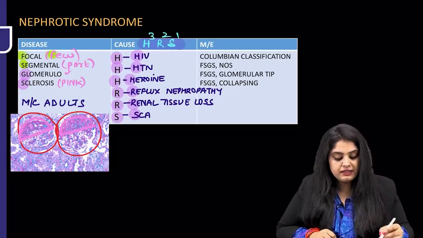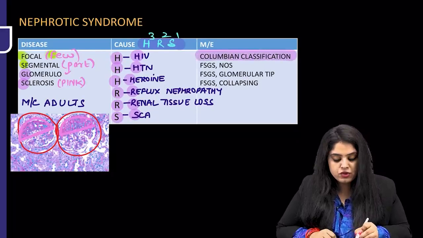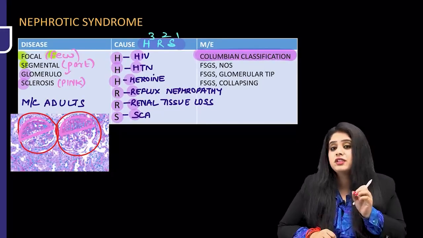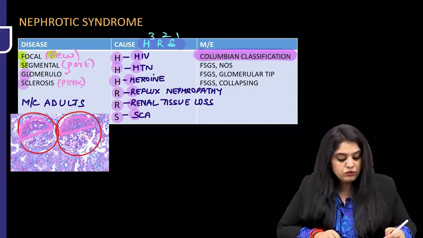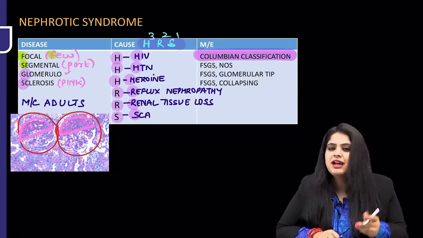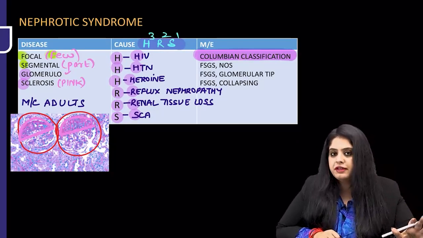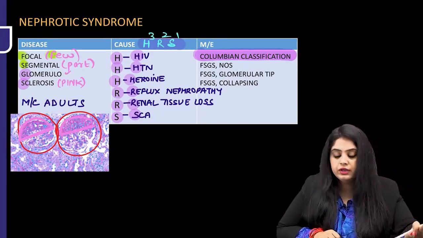Then finally they said that FSGS has a classification known as Columbian classification. They love these fancy names. Please note, Columbian classification means, actually there are 5 types. I don't want you to learn 5 types. There are 3 types that I want you to learn.